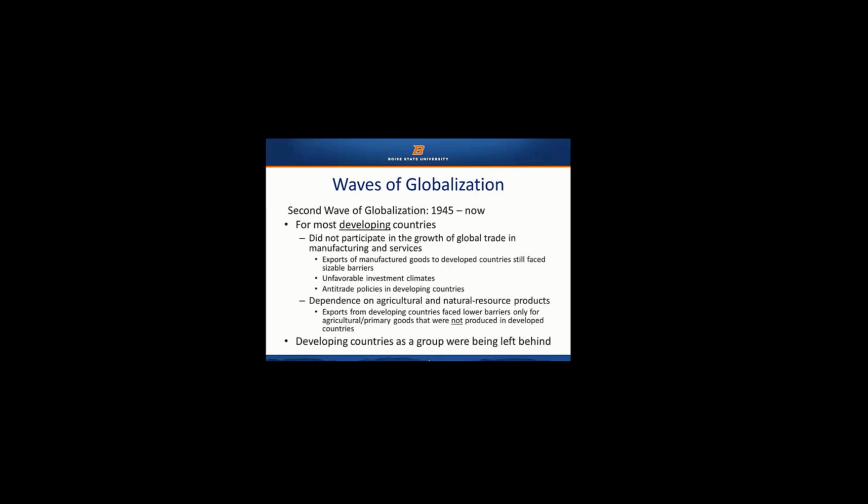For developing countries, it's a little bit different. They did not benefit as much from the growth of global trade in manufacturing and services, because they don't have those industries developed as well. And when they did try to enter the production of manufactured goods and export those to developed countries, there were barriers. Developed countries lowered their barriers with each other, not so much the barriers with developing countries. Also, in a lot of developing countries, it's not a good investment climate.